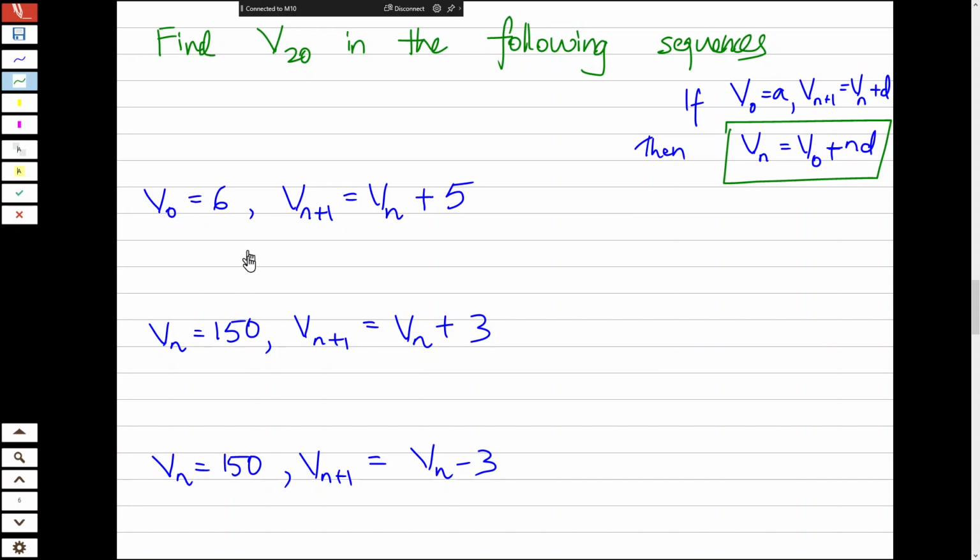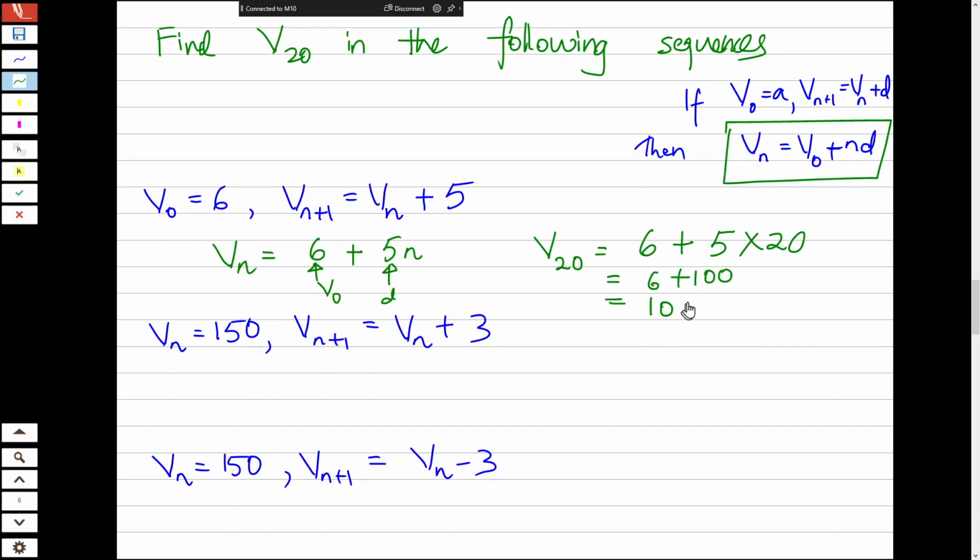So I'll do the first one, and then with your help, we'll do the next two. So here, Vn is going to be V0, which is 6, plus n times d. d is 5. And to get V20, I will change the number n to 20 by substituting that value in. So it'll be 6 plus 5, and this time n's going to change to 20, so it'll be 5 times 20.